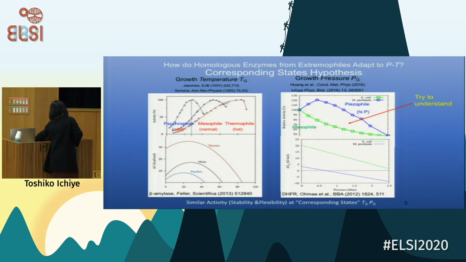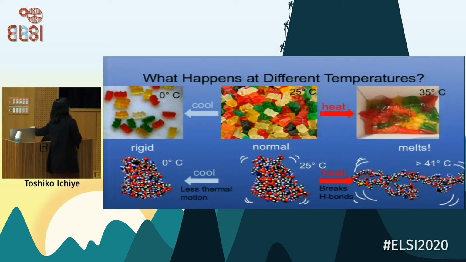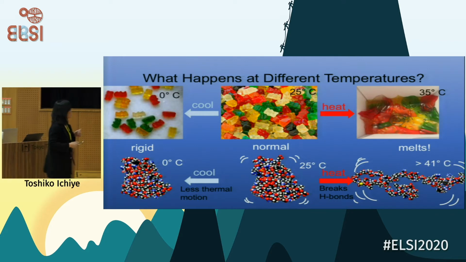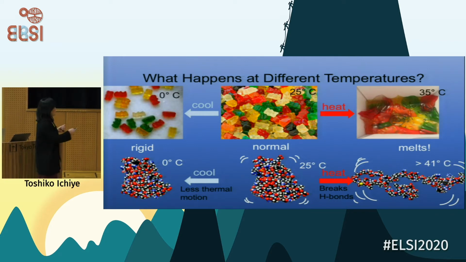Okay, so we wanted to look at this question at a molecular level. Oh, yeah, so I made these slides up for a Tuesday night lecture, and I just wanted to point out, we all have a good intuition about what happens at different temperatures. If we start at normal temperatures and cool it, these are gummy bears, by the way, which are kind of flexible gummy candies, if you cool them, they get hard. If you heat them up, they melt.